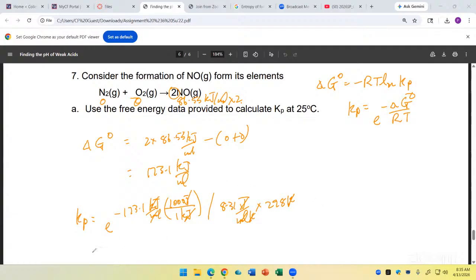So when I did this calculation, I got e to the minus 69.9, which works out to be equal to 4 times 10 to the minus 31.